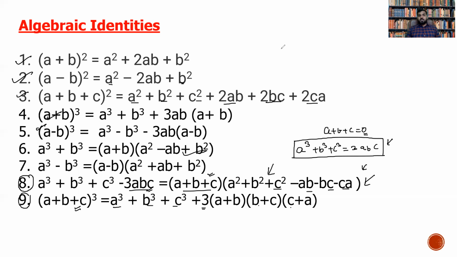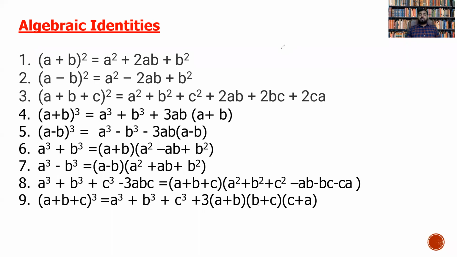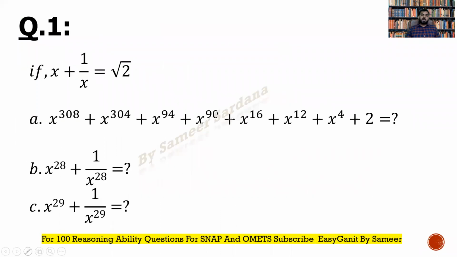Now moving ahead to the next part, let's start solving the questions on these identities. I have selected some very very important questions, right? Let's go to question number 1. Here you see that it is given that if x plus 1 upon x is equal to root 2, then we are supposed to find out the values of these, right? Option x raised to power 308 plus x power 304 and so on. This is question number 2 and this is question number 3, right? So we will be handling all these 3 type of questions with the help of this.